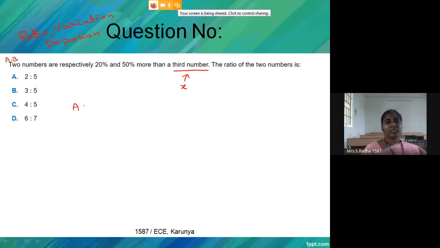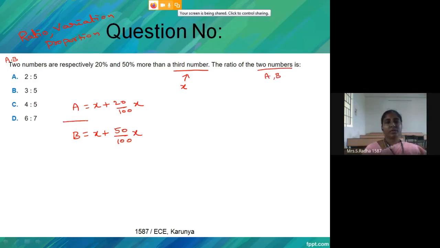Now a is 20% more than the third number, means x plus 20 by 100 x. The second number is 50% more, x plus 50 by 100 x. These are the two numbers. Now they are asking the ratio of the two numbers a, b, the initial numbers' ratio, which we have to find.